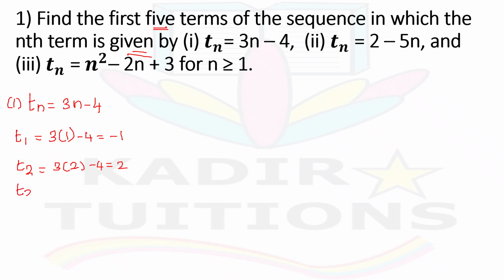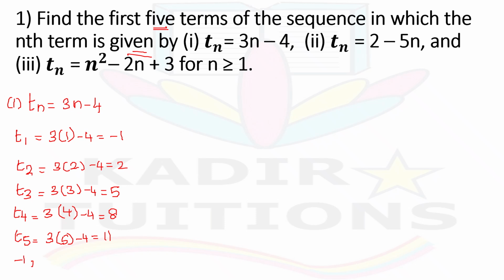And then T3 equal to 3 into 3 minus 4, 9 minus 4 is 5. And T4 equal to 3 into 4 minus 4. So 12 minus 4 is 8. And T5 equal to 3 into 5 minus 4. 15 minus 4, which is 11. So now we found first five terms. Can we write that in a series? So minus 1, 2, 5, 8, 11. So these are the first five terms of this sequence.